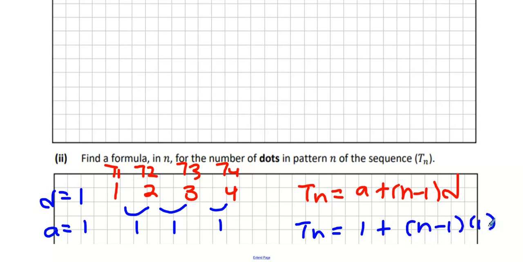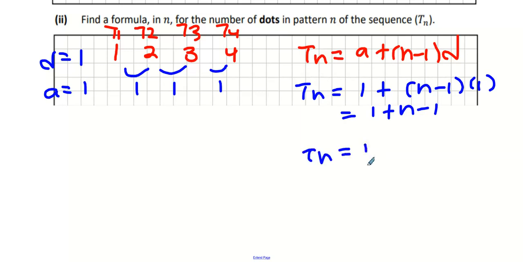Times. And 1 times anything is the same thing, isn't it? And the answer to this question is just Tn equals n. Some of you might have known that already. Whatever the stage, it's the same number, isn't it? T1 is 1, T2 is 2, T3 is 3, T4 is 4. Therefore, Tn is n, and T100 is 100. It's exactly the same. But we're going conservative. We're just going to use the same routine every time. Okay, we all good? Anybody else get that out?